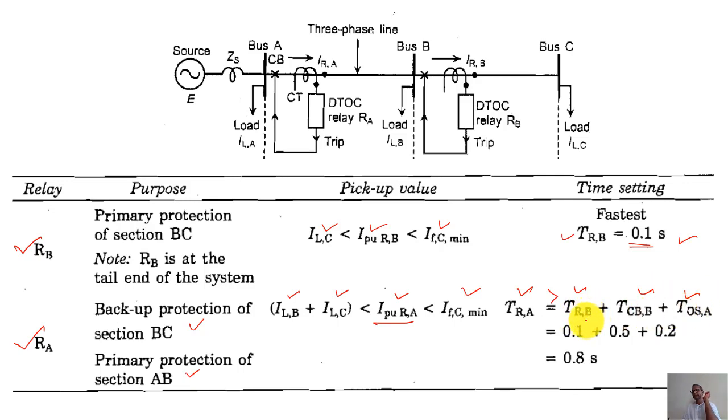That means the operating time of relay B plus the operating time of circuit breaker B associated with relay B and the overshoot time of relay A. Generally the overshoot time is taken as 0.2 and the operating time of the circuit breaker around 0.5. These are standard values, and the operating time of relay B is 0.1. Therefore the operating time of relay A should be set at greater than or equal to 0.8 second. This is how we coordinate definite time relays in the distribution feeder.